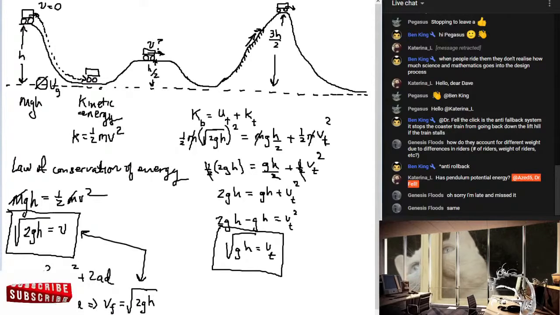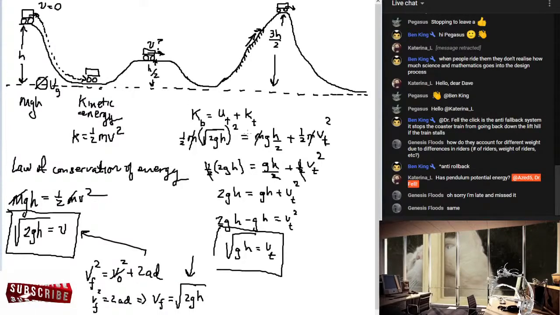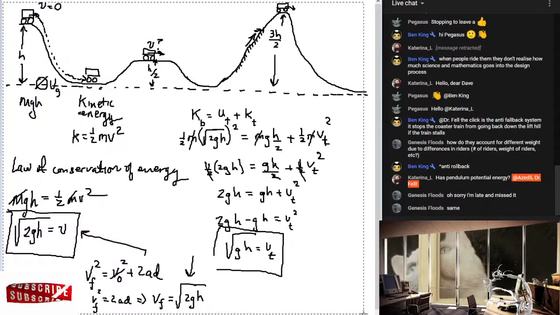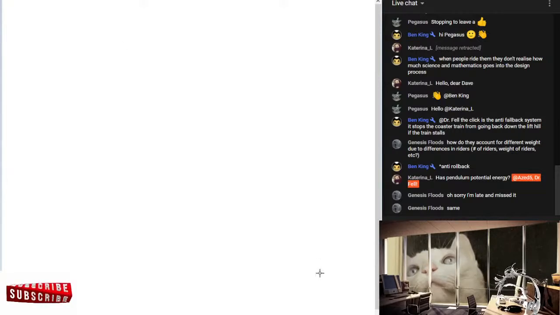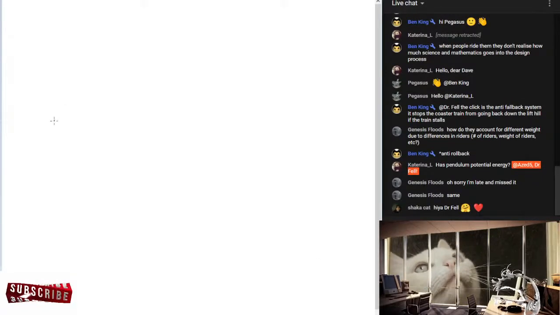Pendulum, yes, but pendulum has potential energy. Let's talk about a pendulum. Hey, Shocker Cat.